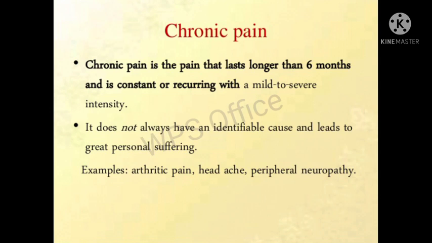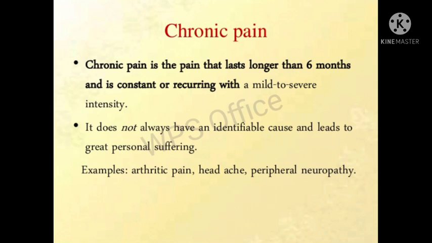Then next is chronic pain. Chronic pain is a pain that lasts longer than 6 months and is constant or recurring, of mild to severe intensity. So this chronic pain will occur gradually, increase gradually, and last longer than 6 months. It does not always have an identifiable cause and leads to great personal suffering. Examples: arthritic pain, headache, peripheral neuropathy.